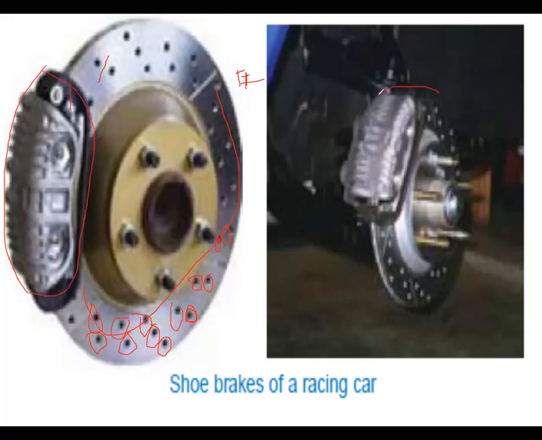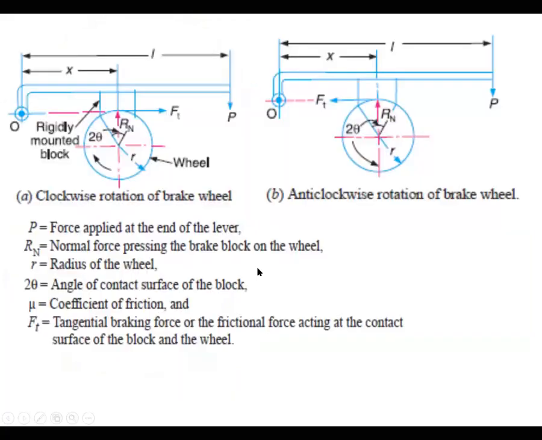Here also you can see one way of arrangement. This is the wheel drum. Whenever the shoe is arranged there, by applying force, the wheel drum immediately gets a retardation. This is one movement in practical terms. Now let's come to the clockwise and anti-clockwise directions.